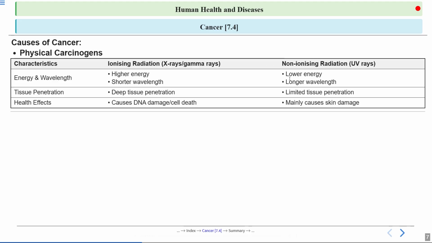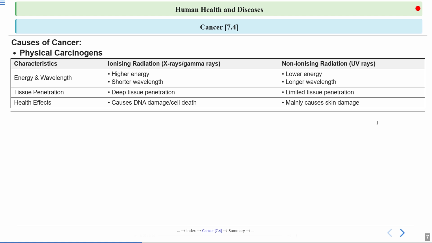Ionizing radiations are like X-rays and gamma rays, and they are very powerful. They are fast-moving waves with a lot of energy and a shorter wavelength. This allows them to penetrate deep into your body and directly damage the DNA. This can cause mutations and possible cancers. Exposure to high levels can cause burns and radiation sickness as well.